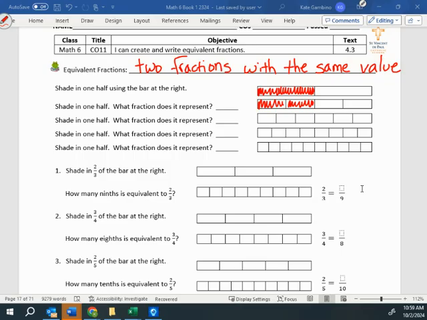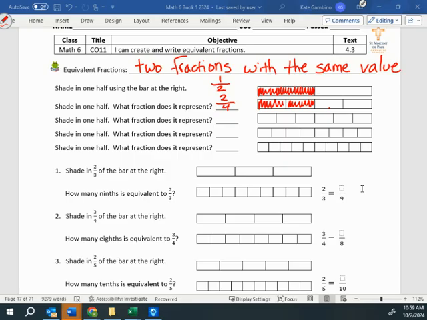So if I shaded in 2 parts, out of how many parts altogether? How many parts did I divide that bar into? Yeah, I divided it into 4 parts. So I shaded in 2/4. On this top one, I shaded in one section out of 2. So 1/2 and 2/4, if we look at our bar, they look the exact same. They're the same value, but the fractions look different.